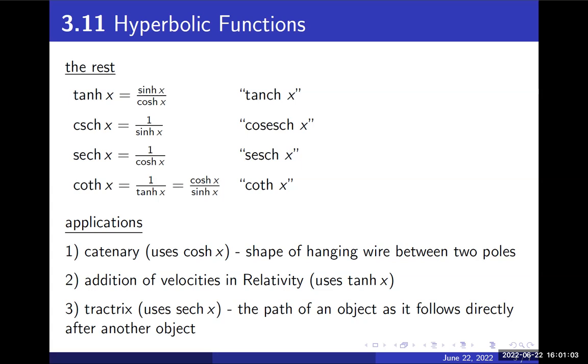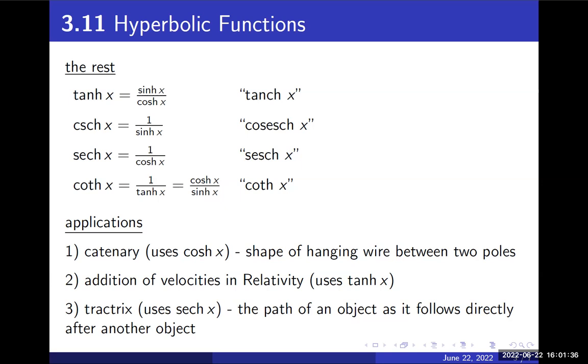The first one, the everyday application, is the catenary. The catenary would use cosh x. It describes the shape of a hanging wire between 2 poles. So if you thought of maybe 2 telephone poles and the telephone wire or the electrical wire strung between them, the shape of that curve we call a catenary. And you would need to describe that using hyperbolic cosine of x.